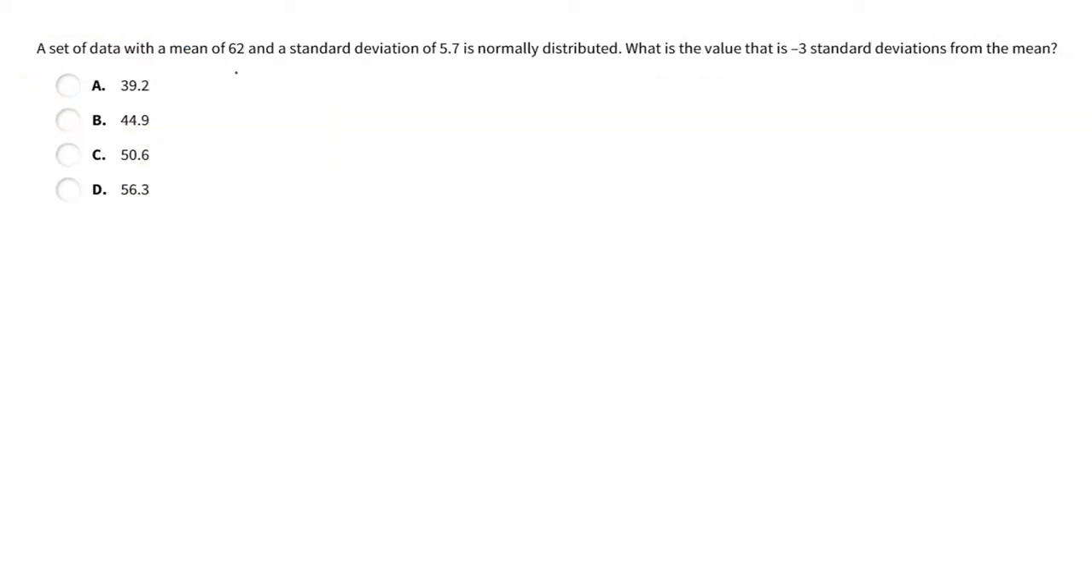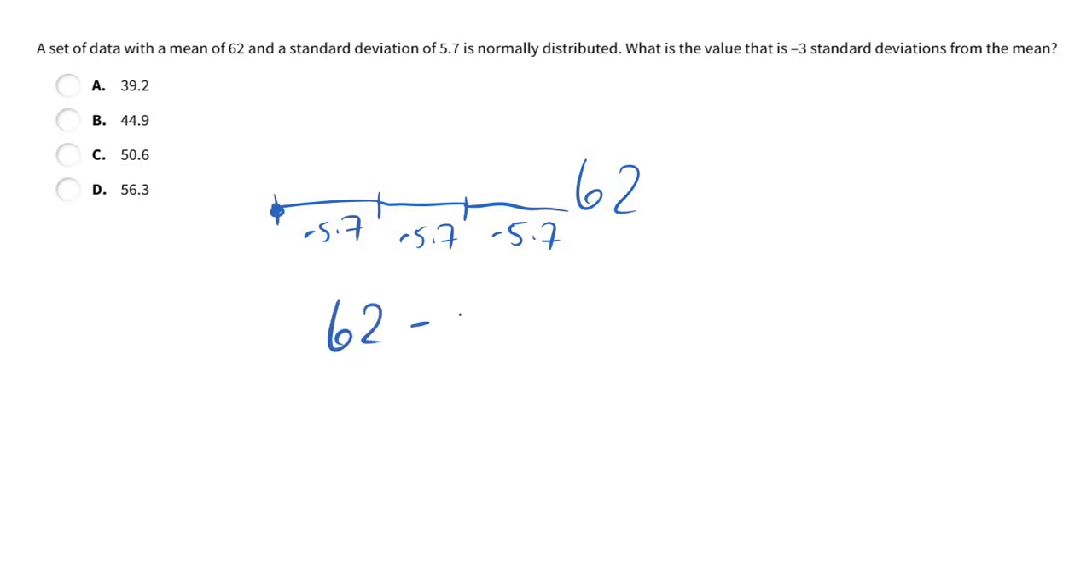A set of data with a mean of 62 and standard deviation of 5.7 is normally distributed. What is the value -3 standard deviations from the mean? Well, I want you just to picture it. If 62 is right here in the middle, if we come over 1 standard deviation, over 2, over 3, in the negative direction, where would we be at? Well, we would subtract 5.7, subtract 5.7, subtract 5.7, and we'd be out here at 3 standard deviations. Does that make sense? So we're going to do 62 minus 3 times 5.7.